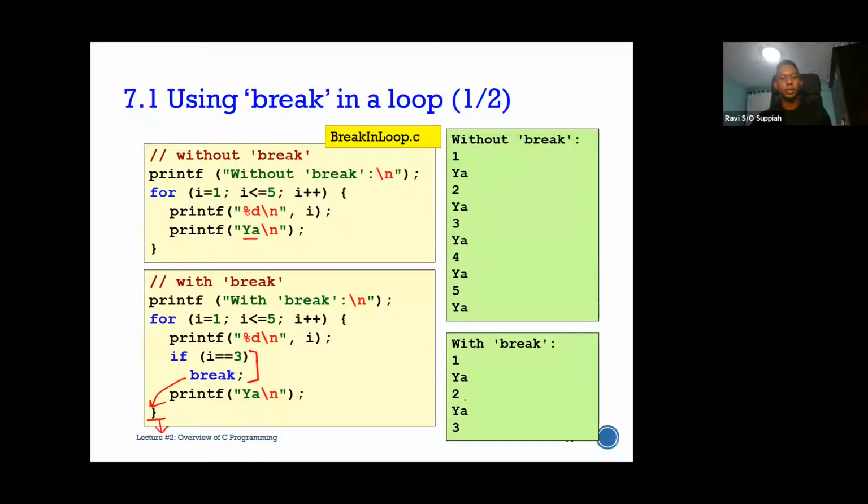So that is what is happening here. I print out 1 ya, 2 ya, and 3, I don't print the ya, because the moment i equals 3, I will break out from the loop and I will not go back anymore. I'll carry on to the line of code that is after the loop.